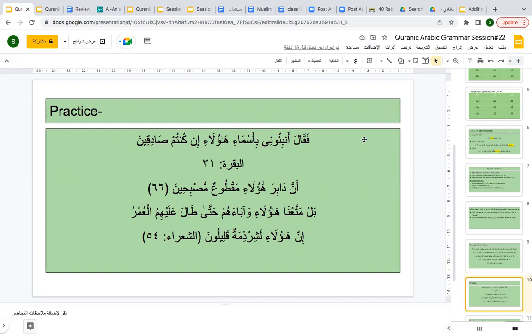Do you see any Ismul Ishara in verse number 31 of Surah Al-Baqarah? You see Ismul Ishara. What should I call it? Haulai. Very well done. It's so difficult to spell, but a beautiful word, right? So now tell me, who can tell me the status of this word? Yes, it is jar. Okay, it is jar. Why?